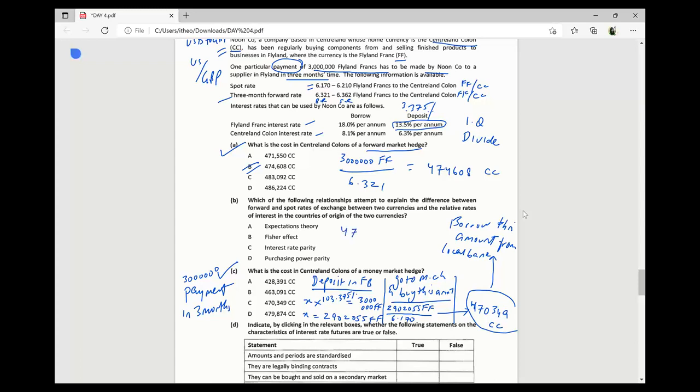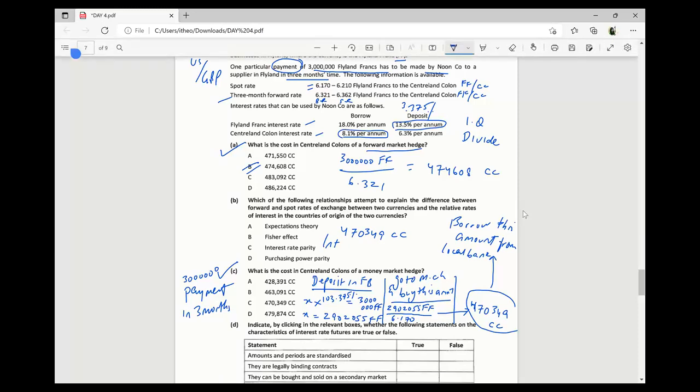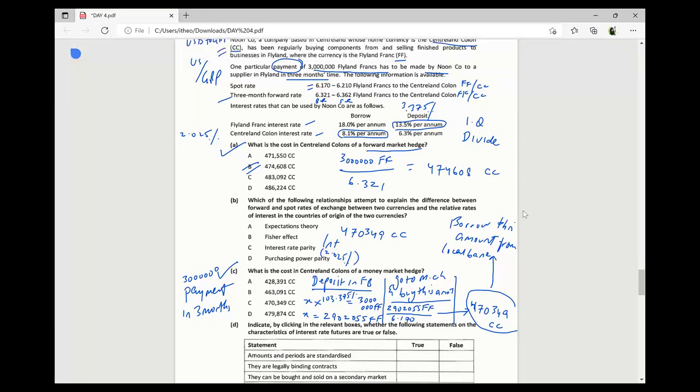When you borrow 470,349 CC from a local bank, you have to pay interest on the borrowing. So how much interest do you have to pay on borrowing CC? Now you are borrowing CC, take the borrowing rate, 8.1% per annum. You are borrowing for 3 months, right? So 2.025% for 3 months. You have to pay interest of 2.025%. The interest in CC would be 9,524. And the final answer will become 479,873.